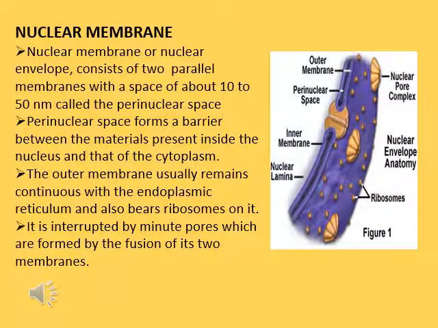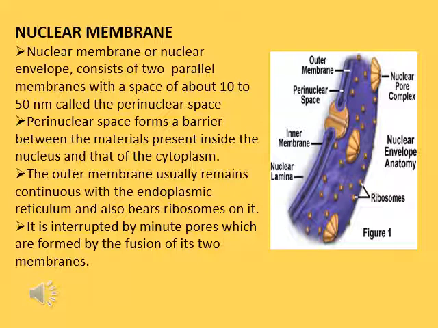So let's start with the first one, that is nuclear membrane, also known as nuclear envelope. It is a double membrane, two parallel membranes with a space of about 10 to 50 nanometers, and the space is known as perinuclear space. As shown in the diagram, there are two layers parallel to each other, an outer membrane and an inner membrane, and the space between these two membranes is the perinuclear space.